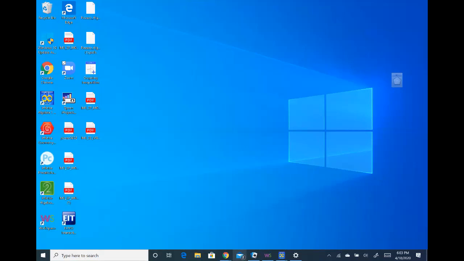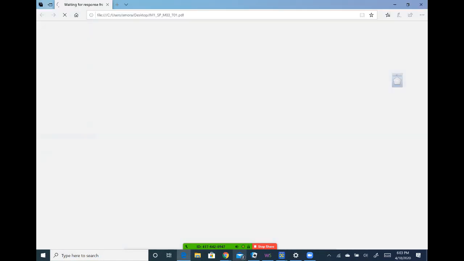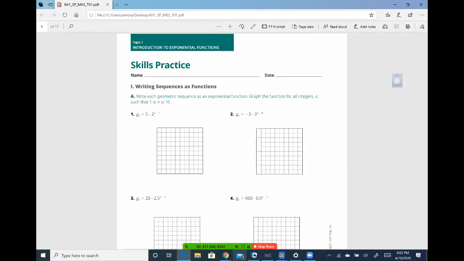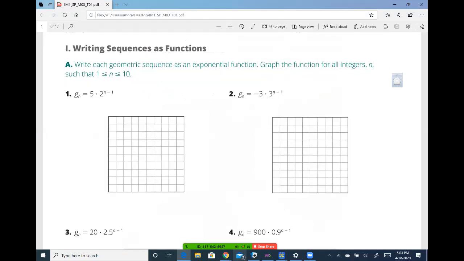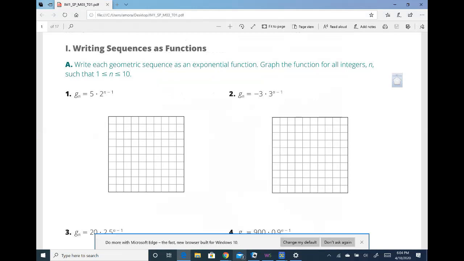Okay, so I already downloaded the file. I put it on Google Classroom. You can download it onto your computer and then open it in that way. Okay, and if you can open it with Kami, you'll be able to write on it. So this is what we're going to do.